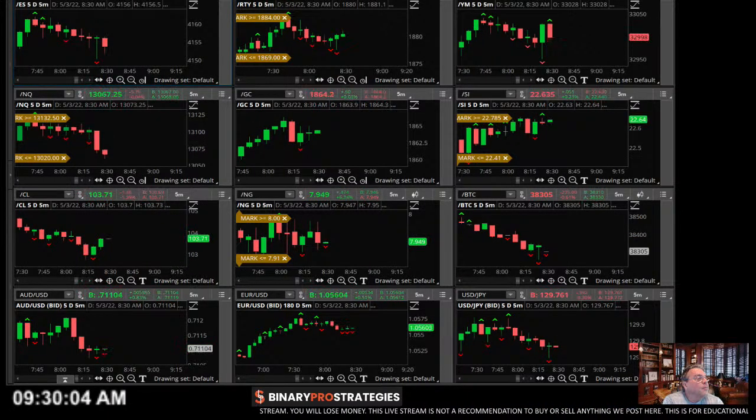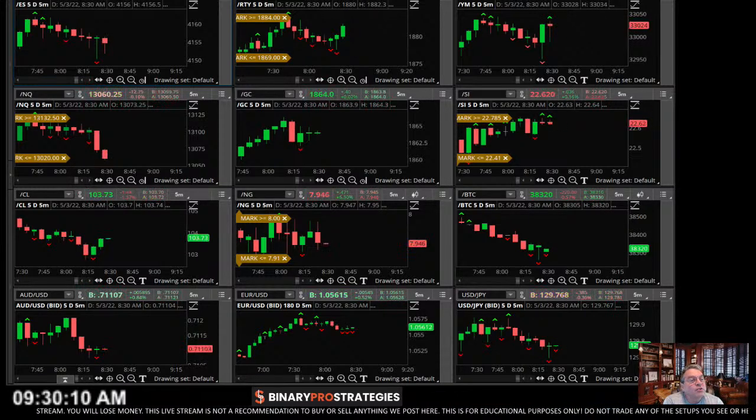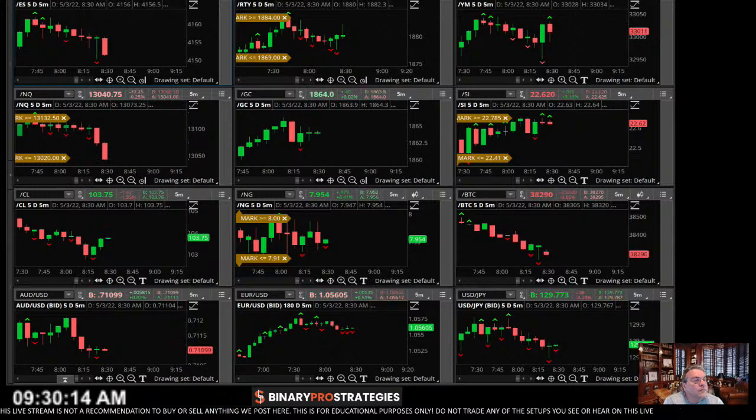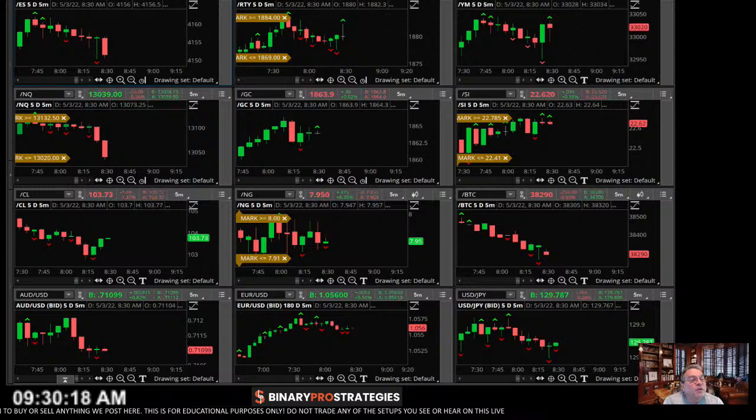All right, Dow opened up here. Did open up 40 points. RTY approaching target. Looks like you may get a reversal on NQ. Be careful on NQ. It will reverse at 130.20.